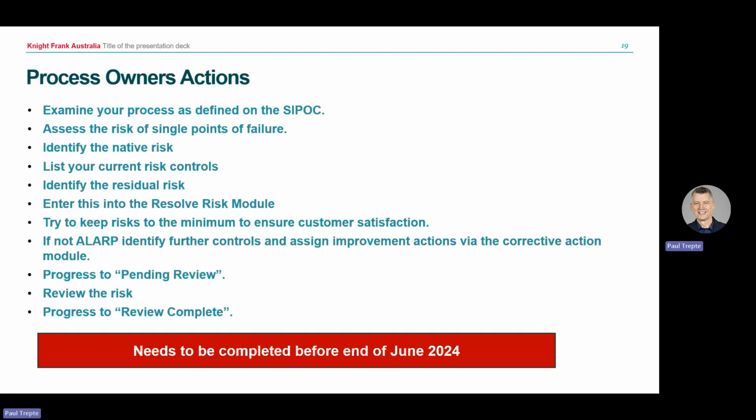Now, the next actions that we want everyone to take is to examine your process as defined on the SIPOC, assess the risk of single points of failure, and identify the native risk. The native risk is the risk without any controls being applied. List your current controls and identify the residual risk, the residual risk being the risk taking into account the risk controls that you've implemented.